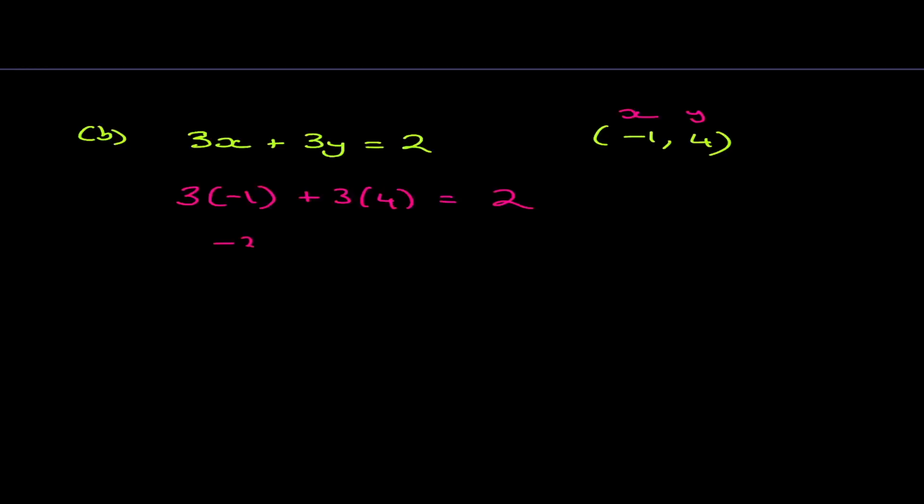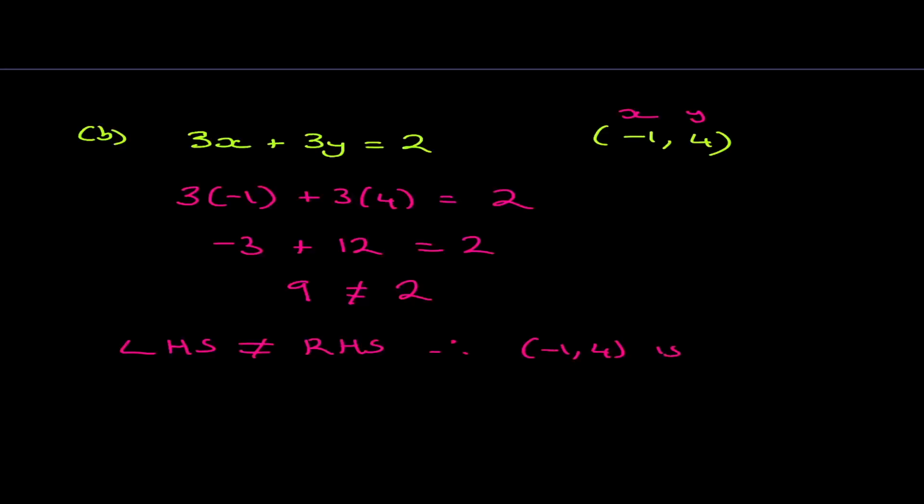So 3 times -1 is -3. 3 times 4 is 12. And then you've got -3 plus 12, which is 9. So 9 does not equal 2. Left-hand side does not equal right-hand side. Therefore, the point, which was -1, 4, is not on the line.